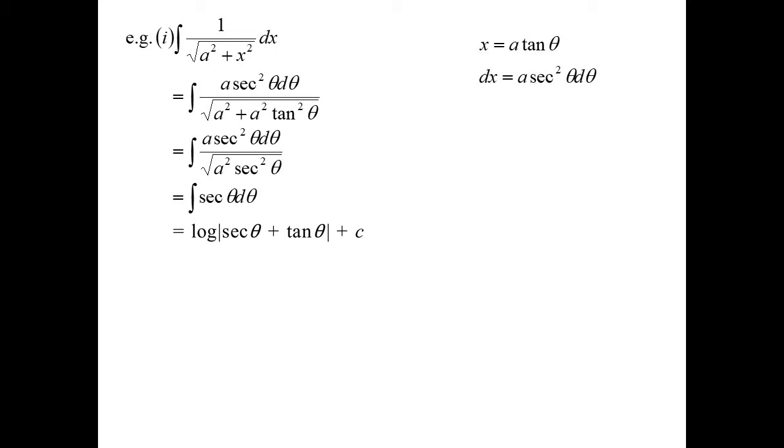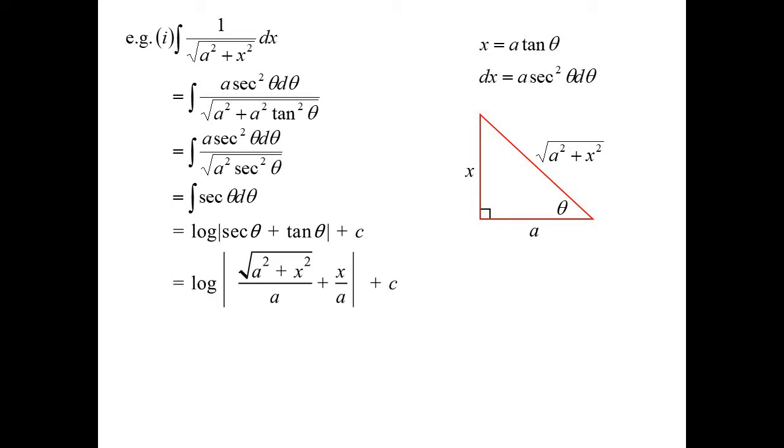But how do we get x back in there? Well, we draw ourselves up a little triangle, because when we've said x is a tan theta, another way of saying that is tan theta is x on a. So in our triangle, I can go, well, opposite is x, adjacent is a. Magically, the third side is the square root we've been dealing with. Well, I say magic, it'll work every time. It's the whole point of doing it this way. So now I can just read off that. So sec is the square root of a squared plus x squared over a. Tan is x on a.